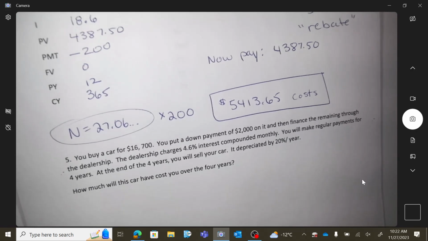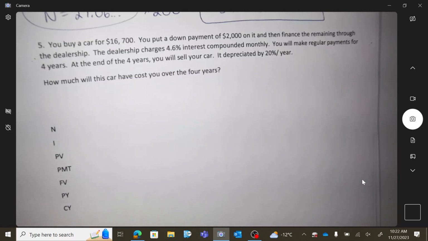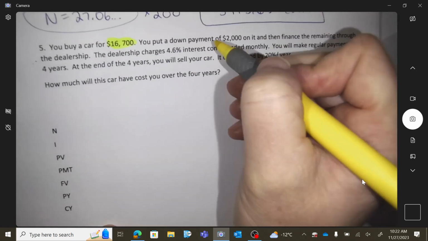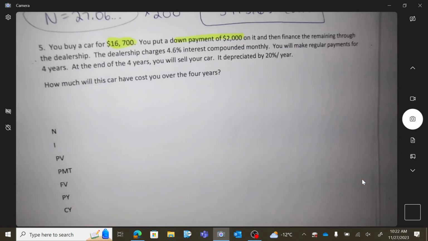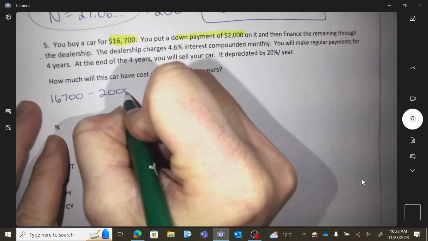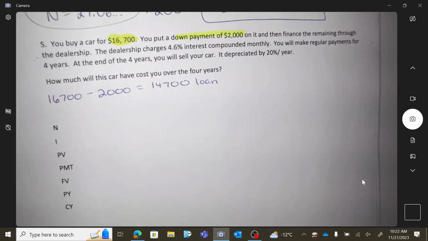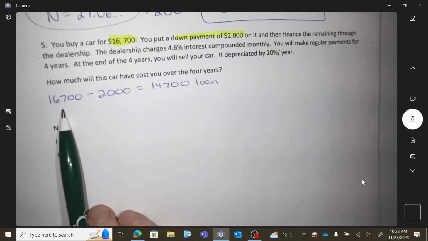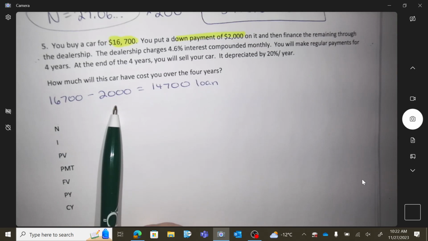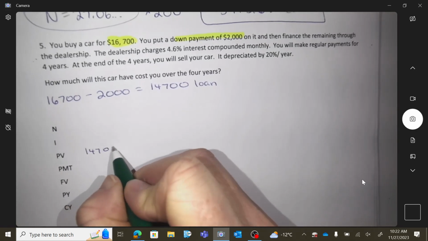Okay, car question. This is very similar to the one on your test. Okay, so you buy a car, but you put a down payment on this car. Okay, so let's just stop and do that right away. So day one, I paid $2,000. So now I need to borrow the rest, right? So that is going to be the start of our loan.